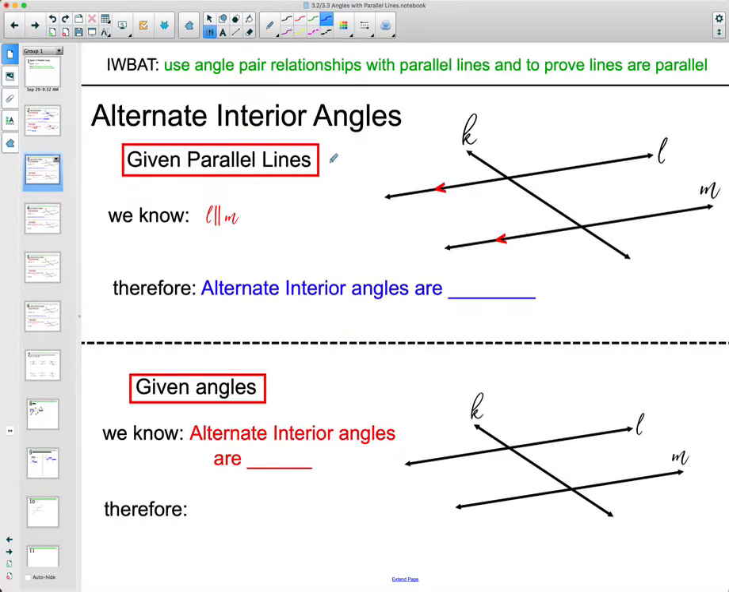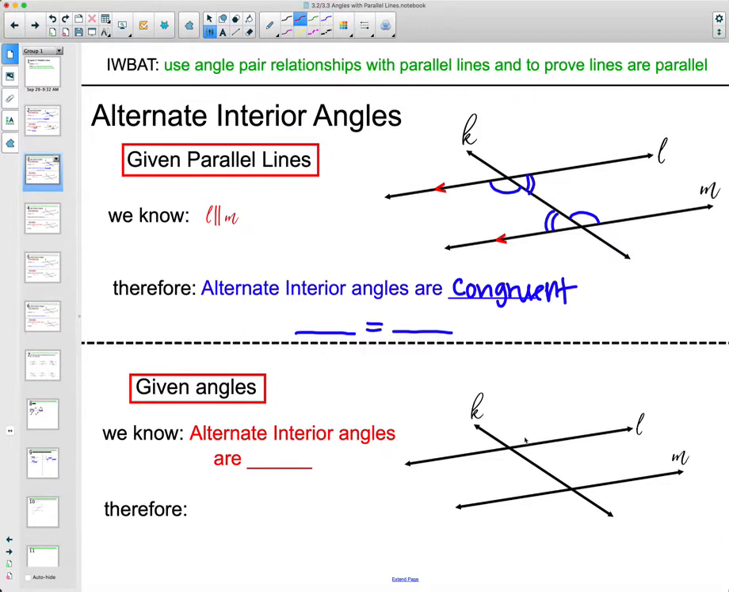So when we have alternate interior angles, again, given that we have parallel lines here, what we actually know about alternate interior angles is that they're congruent or equal as well. So this angle here is going to be equal to this angle here, provided that L is parallel to M. So if this is 80, this is 80. Or if this is 130, then this is 130. And this other set as well. So this set here would be equal to this set. So given parallel lines, automatically alternate interior angles are congruent to each other.